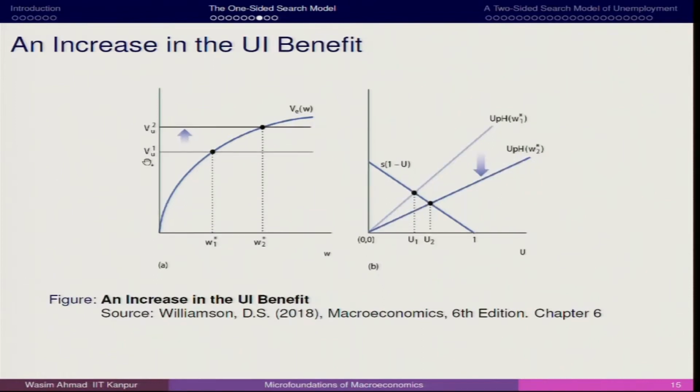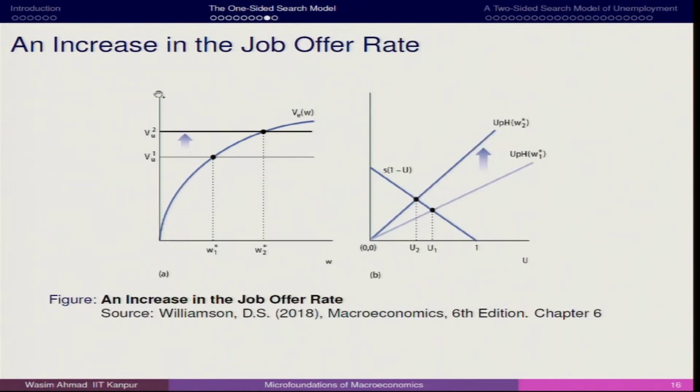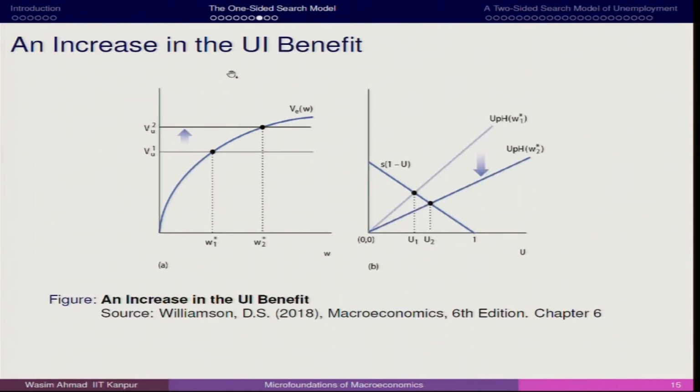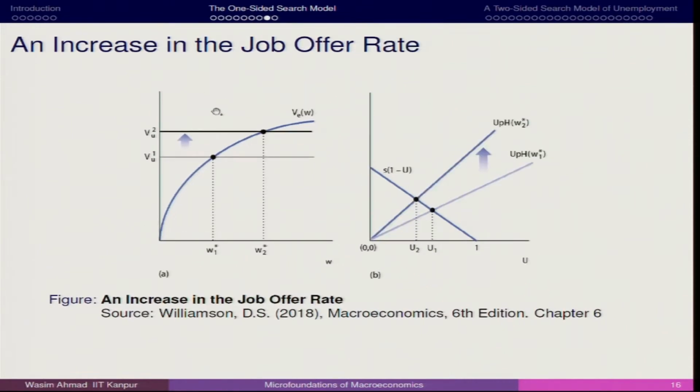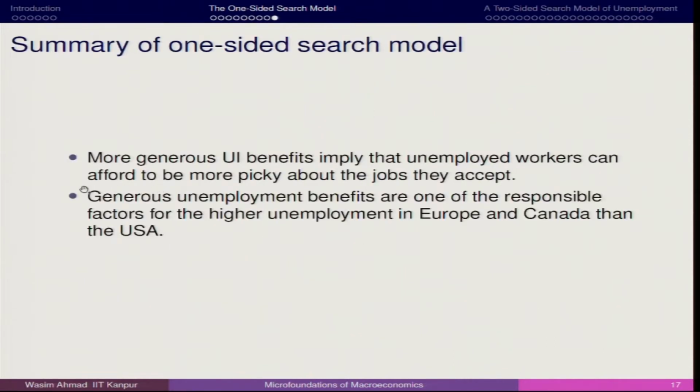So, I hope these two comparative statics help you understand the functioning of the labor market, how it works with the unemployment insurance benefit and job offer rate. So, more generous unemployment benefit implies that unemployed workers can afford to be more picky about the jobs, which means that even if you have a lot of vacancies in the market, it may also happen that the unemployed worker will be simply waiting for a very high jump in the wage rate, and only then will he accept.